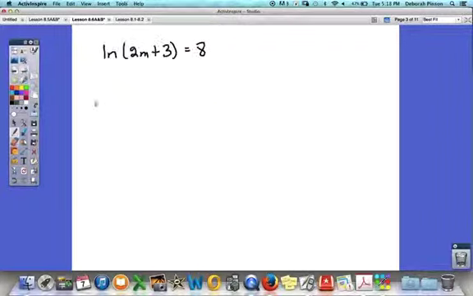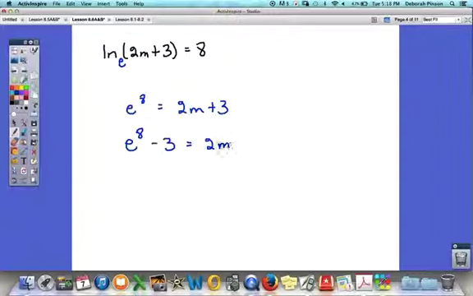So change forms. Same thing here. I have e to the 8th equals 2m plus 3. And then I'll solve for the m. So move the 3 over and divide by the 2. Now, same thing, you could put this in your calculator. I have to round a little bit here, but I have 1,488.98.